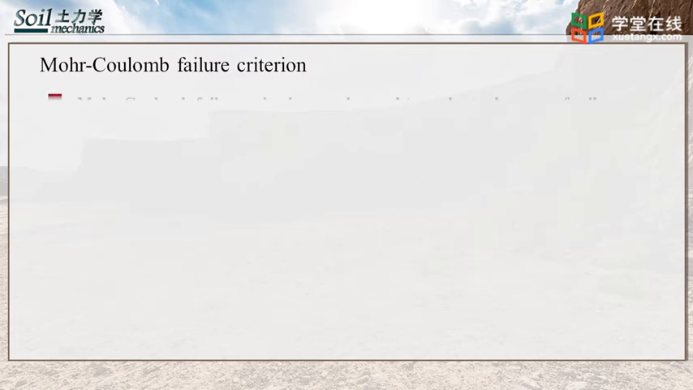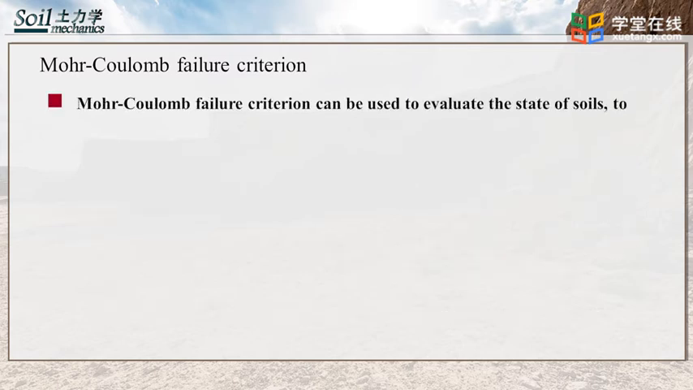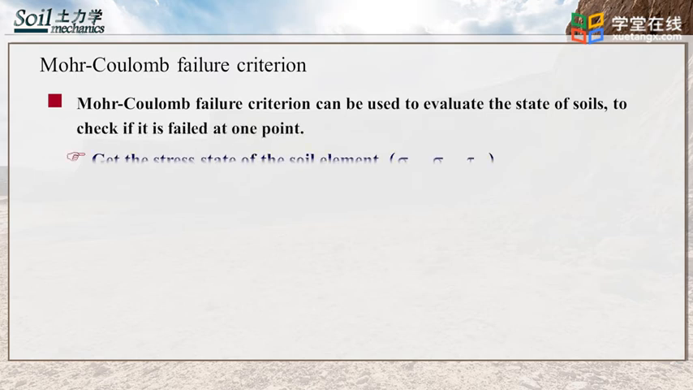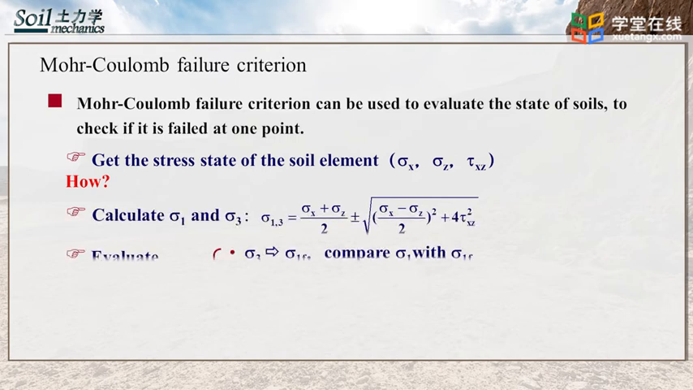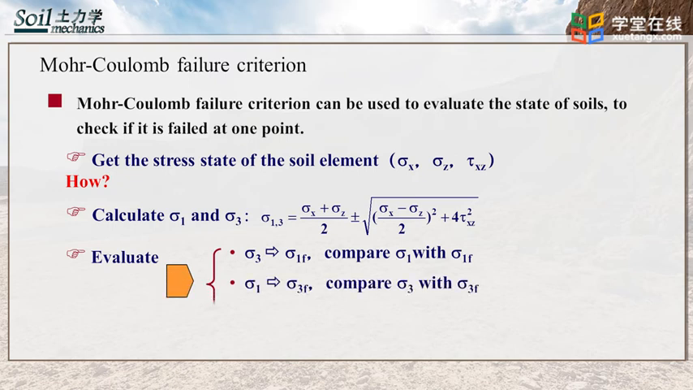Mohr Coulomb failure criterion can be used to evaluate the state of the soils. To check if it is failed at one point, first we need to get the stress state of the soil elements, including the normal stress in the horizontal direction, sigma x, normal stress in the vertical direction, sigma y, and shear stress in the xz plane. Then we can calculate the sigma 1 and sigma 3. After that, we can evaluate the stress state of the soil element.